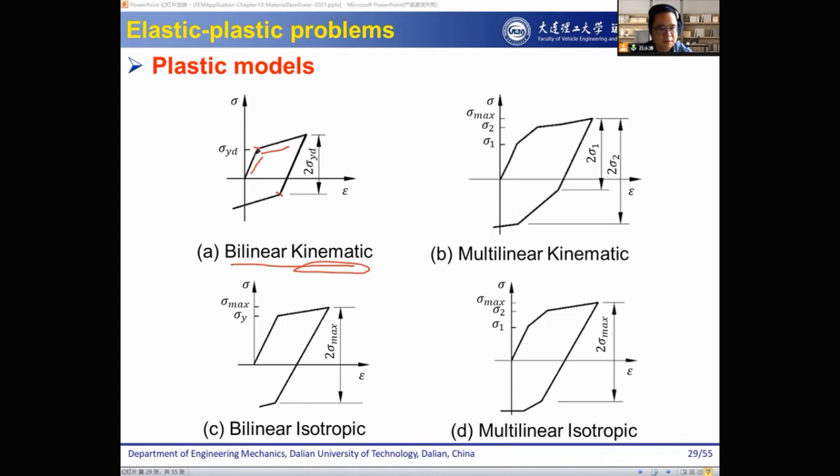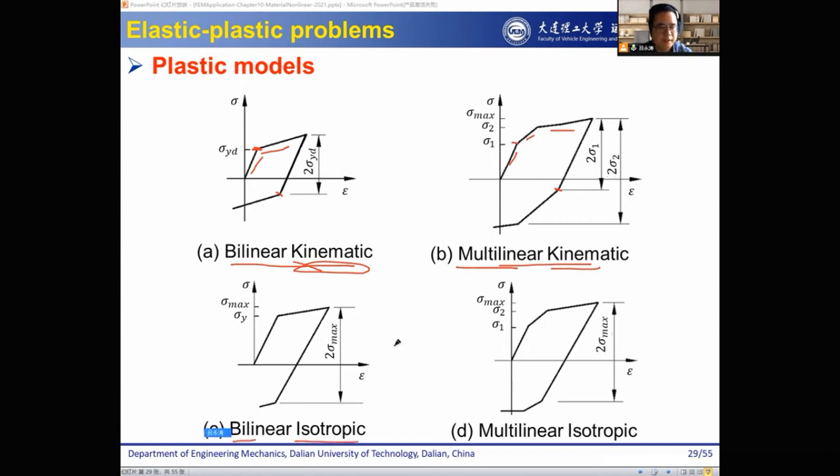The value of yield stress has changed, so it's kinematic, not isotropic. Then we have the multilinear kinematic. Multilinear, so we have several linear curves. And it's kinematic, so therefore this other yield stress is different from the first yield stress. Then the third is bilinear isotropic.